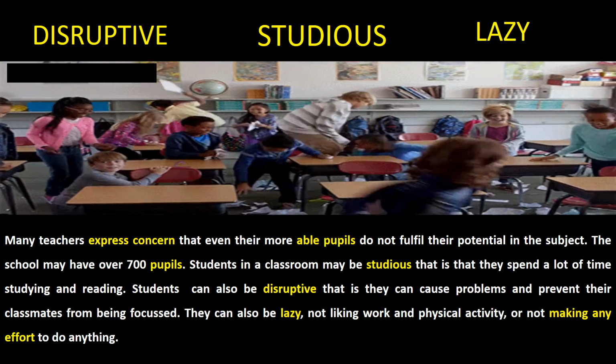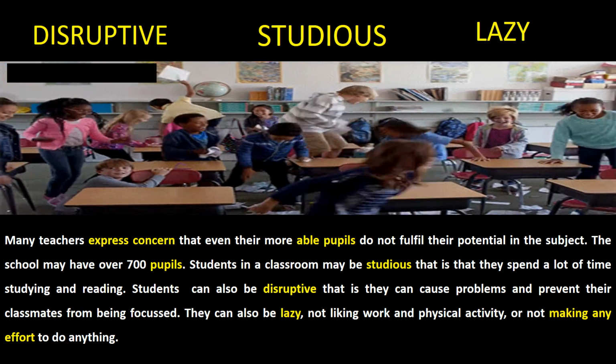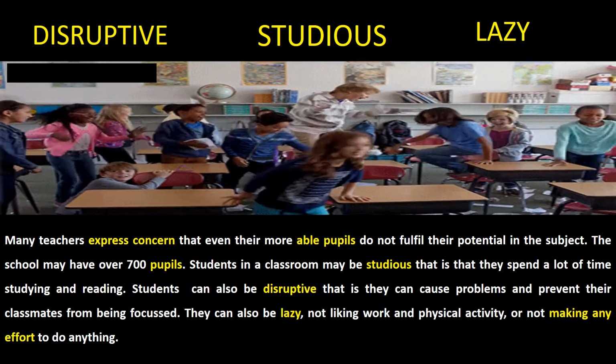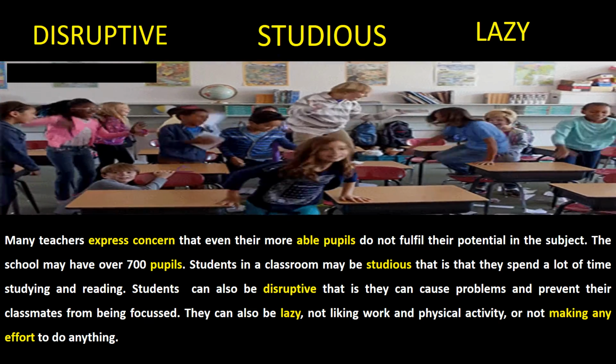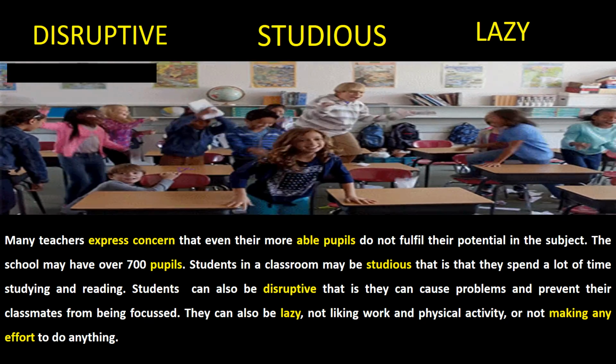The school may have over 700 pupils. Students in a classroom may be studious, that is, they spend a lot of time studying and reading. Students can also be disruptive, that is, they can cause problems and prevent their classmates from being focused. They can also be lazy, not liking work and physical activity, or not making any effort to do anything.